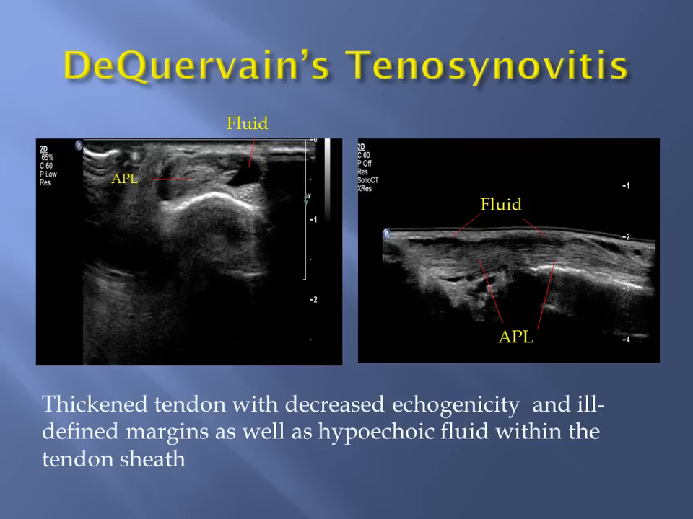So here's a sonographic example of De Quervain's tenosynovitis. You see fluid around the abductor pollicis longus tendon. The tendon is thickened. There's some loss of the nice echogenic fibrillar pattern, and the margins of the tendon become a little fuzzy and ill-defined.